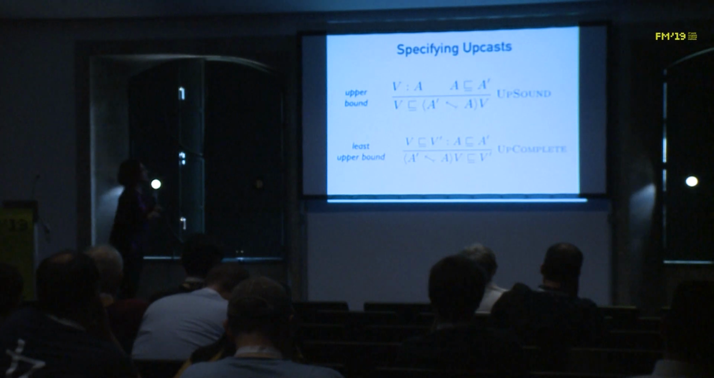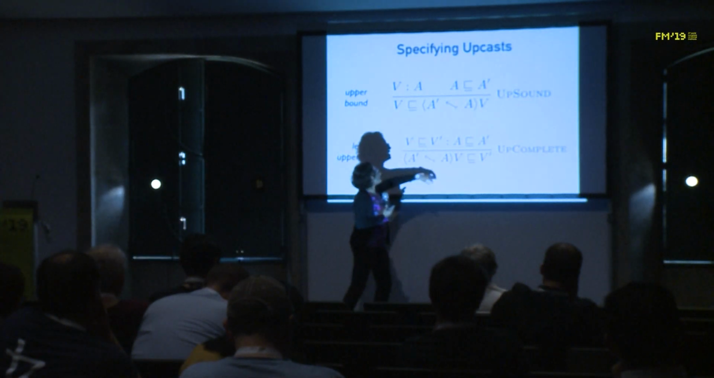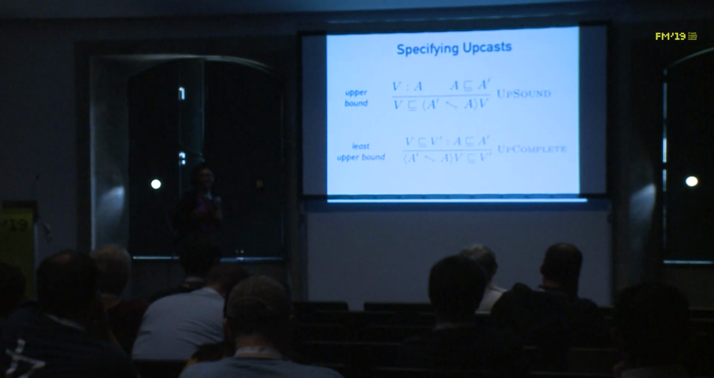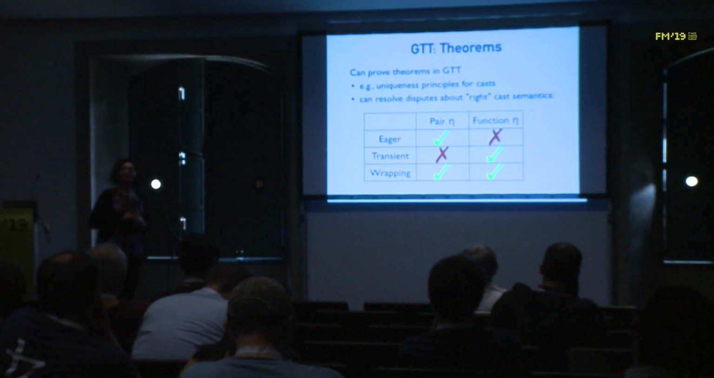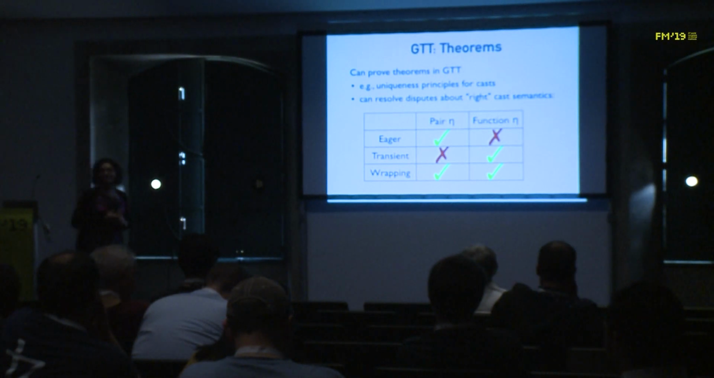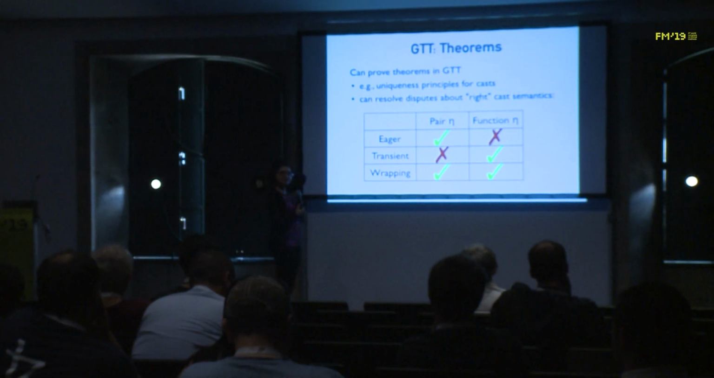And similarly for upcast, we have the appropriate soundness rule and completeness, and I'm just going to skip over that because it's analogous to the one before. And then what we can do in GTT is we can sort of resolve some of those disputes because of the theorems that fall out by working in GTT. So you essentially are able, at least for simply typed settings, to prove uniqueness principles for casts.